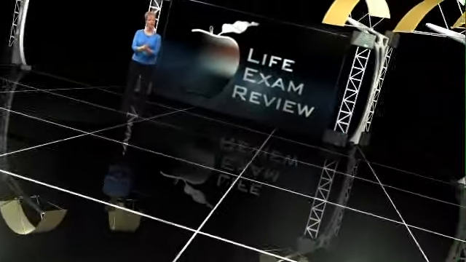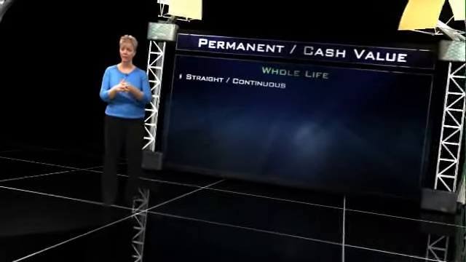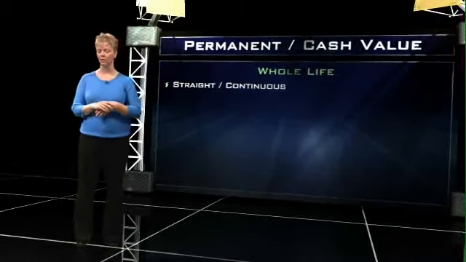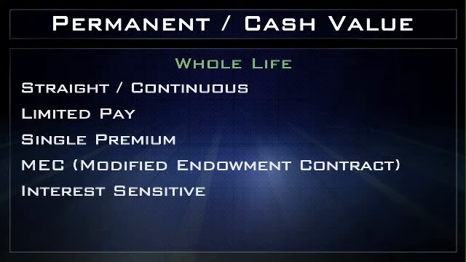I'm here to talk to you today about types of policies. The first type of policy we're going to talk about is a permanent or cash value policy. We have 5 different kinds of policies that we're going to go over today: straight or continuous, limited pay, single premium, modified endowment contract or MEC, and the interest-sensitive whole life policy.